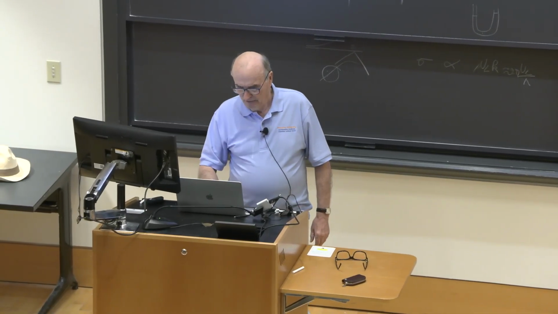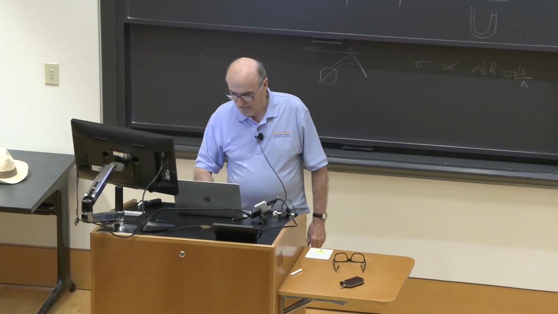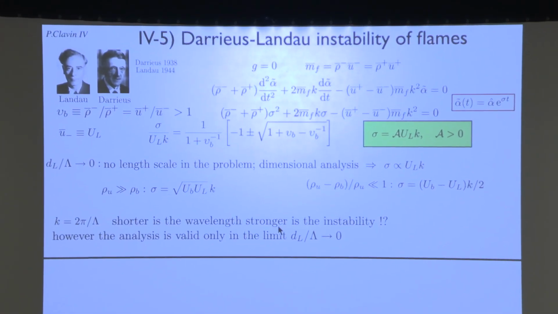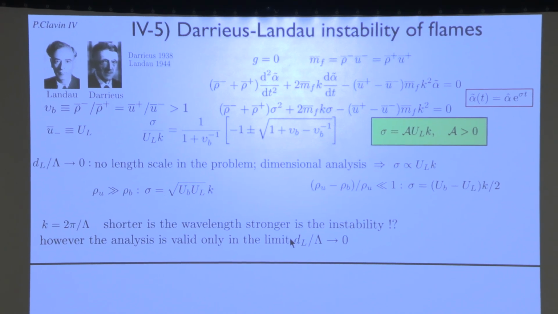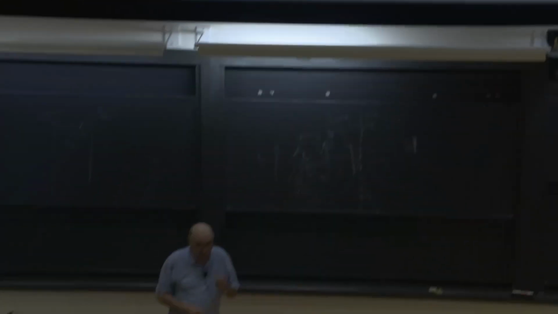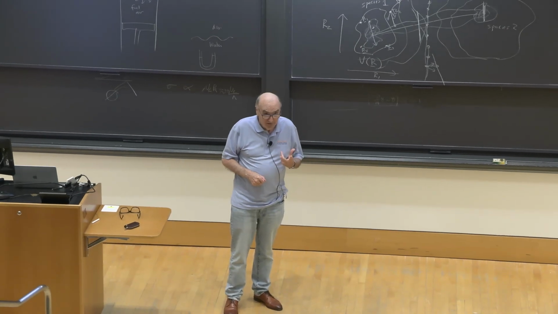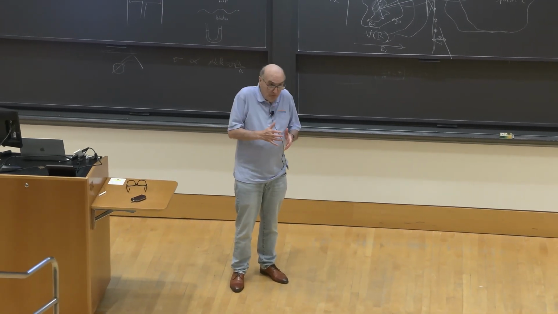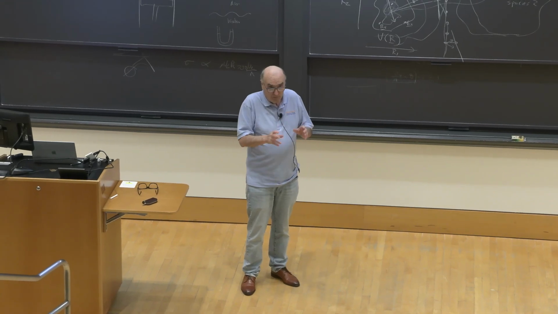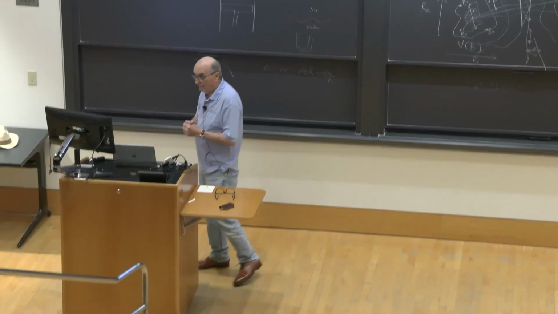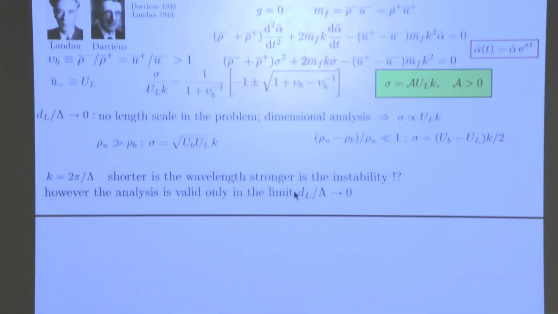So now, what I say here, I say, okay, the analysis is interesting, but you cannot go to very small wavelengths because you have assumed that the flame thickness is 0. So as soon as the wrinkles are going to be of the order of the flame thickness, you can no more consider the flame as an interface. All right.